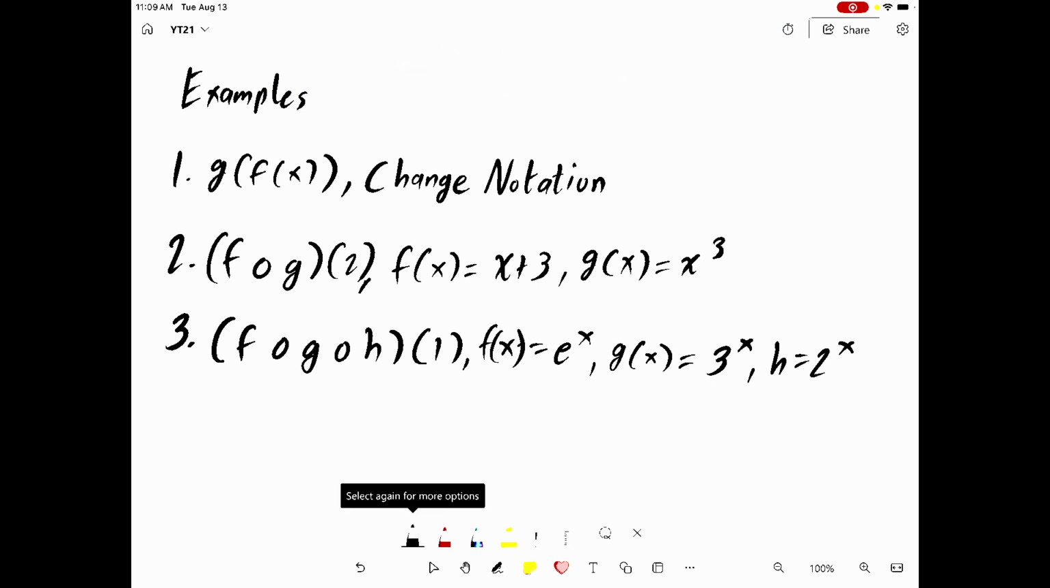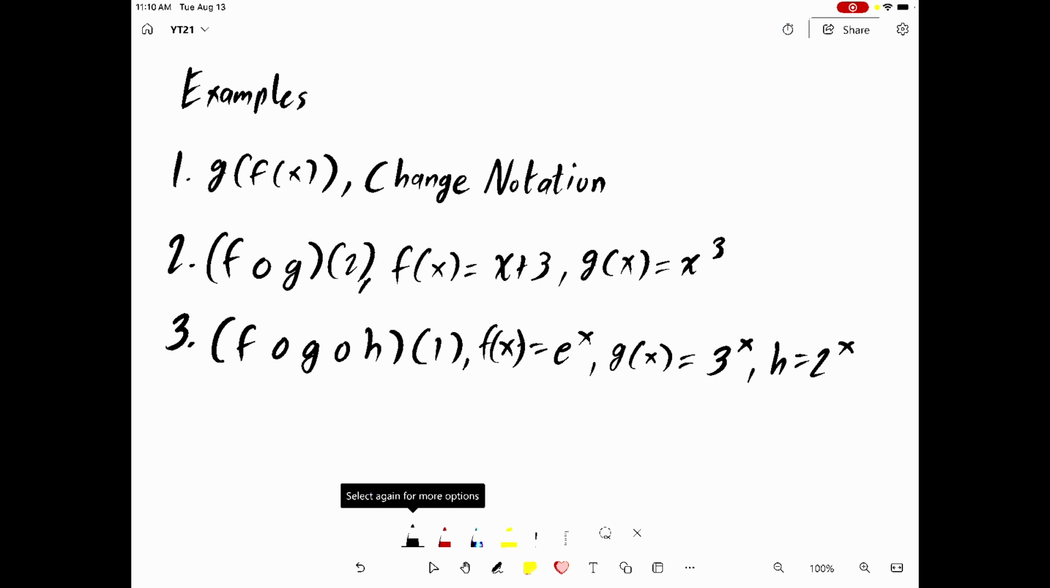Number 2. F of g of 2, where f of x is equal to x plus 3 and g of x is equal to x cubed. So basically what we want to know is f of g of 2, so you substitute g of 2 and then f of x in that. So I'll just show you how it's done.